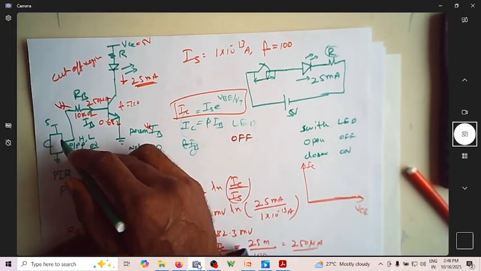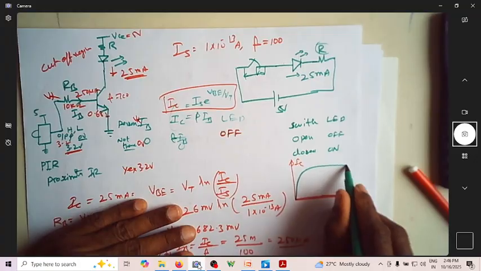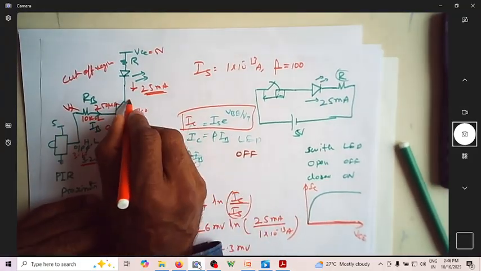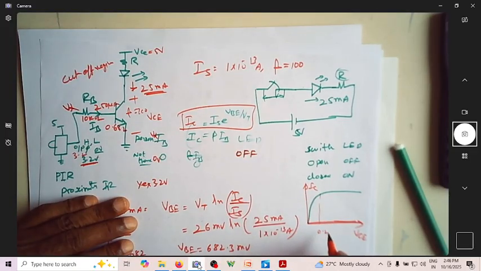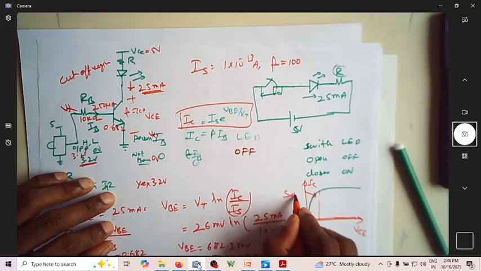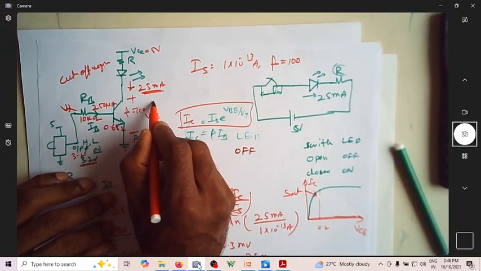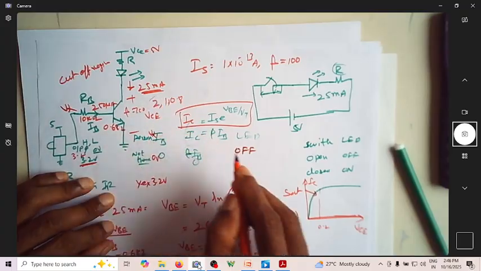And when you get some certain voltage, then it operates somewhere here. Now, if this voltage drop VCE is suppose around 0.2, then this will be in saturation region. Suppose if this voltage is something like 2 volt, 1 volt or 0.8 volt, then this will be in active region.